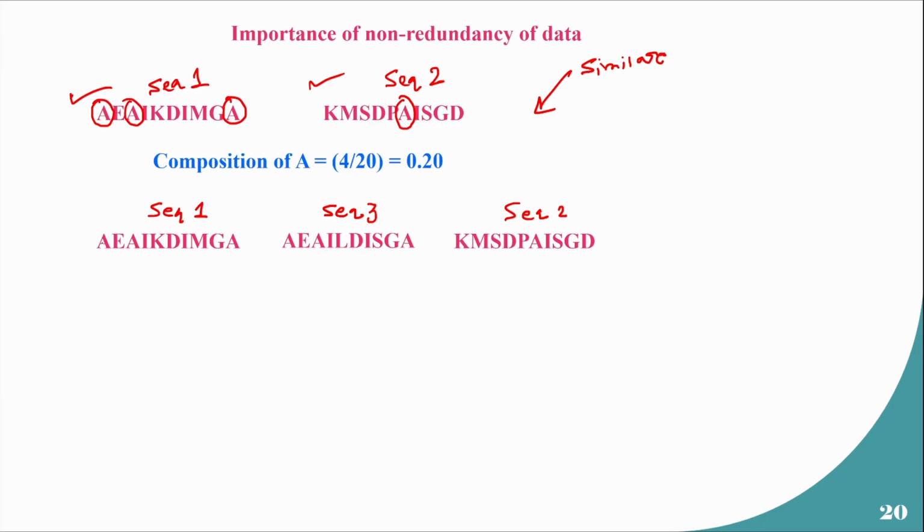So can somebody mention? Sequences 1, 2, 3 combined, in this new dataset where you have added sequence 3 as an additional sequence here, what will be the composition of alanine? You can try to calculate and type in the chat.